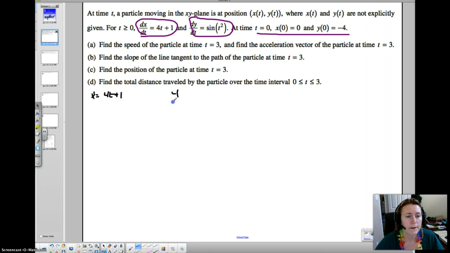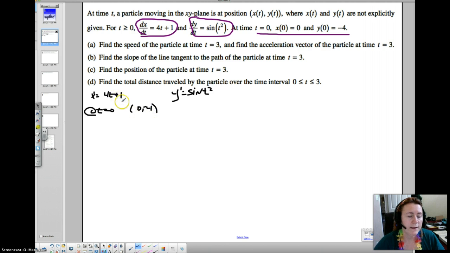And y prime is sine squared t, or excuse me, sine of t squared. All right. Now these are my givens, these are my equations, and now I also want to write down my initial values. So at t equals 0, I know that I have the point (0, -4), and I'm going to abbreviate that here.